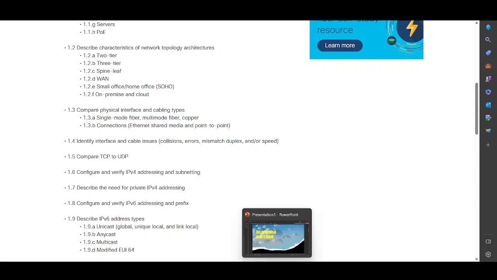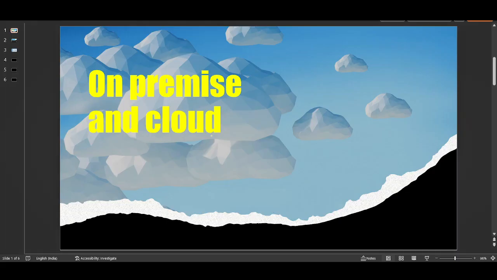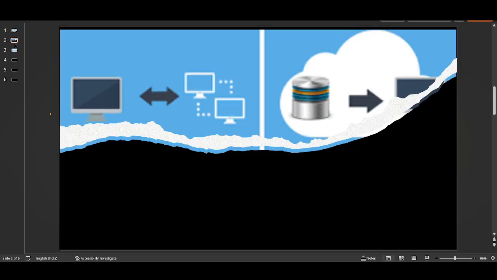Now, first thing, what is on-premise and cloud? There are two types of IT services. One is owned by you only and the other is owned by someone else. So you take your own responsibility, or you do not take responsibility, which means responsibility is taken by the other. So there are two types of IT services where we deliver.